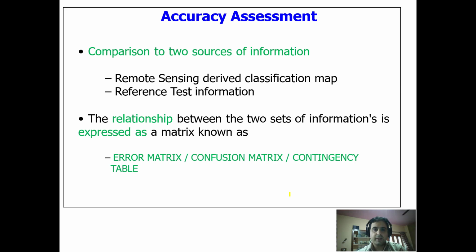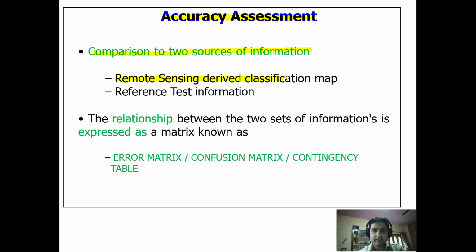Welcome back. Now we are going to do something very important that is useful to establish credibility of your classified map, that is called accuracy assessment. Now you have classified a map, but you don't know how accurately you have classified it. So you need to compare your classified map with some information from another source. So what is accuracy assessment? Comparison of two sources of information.